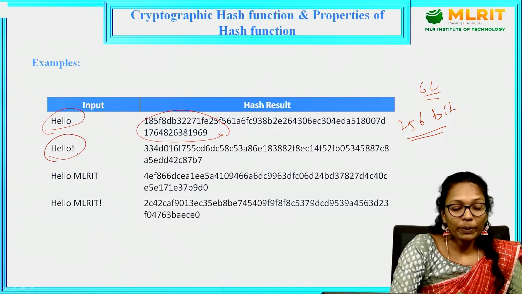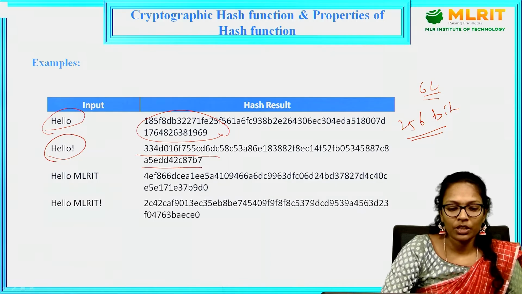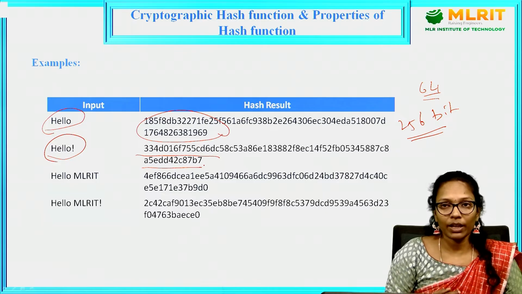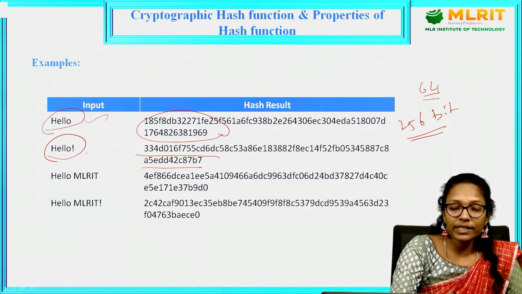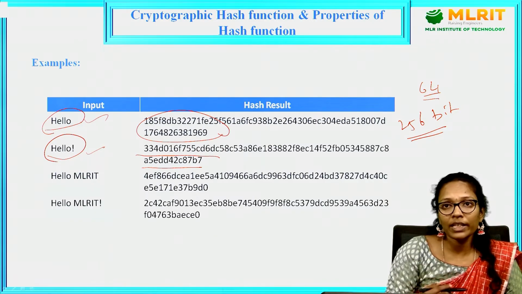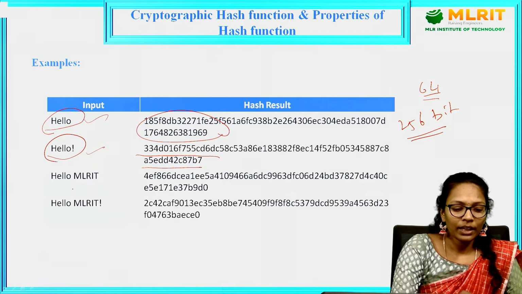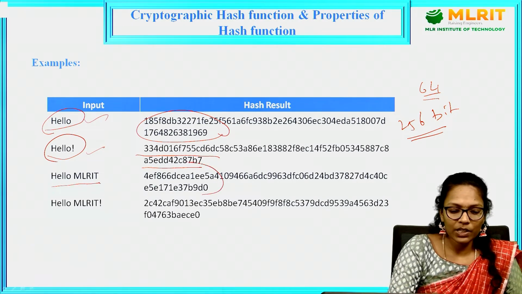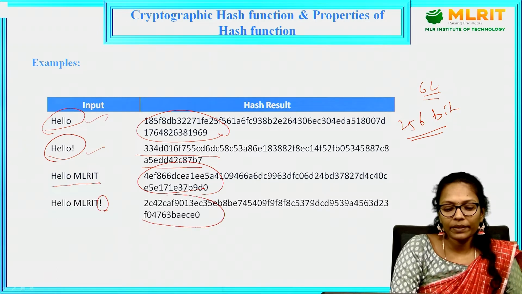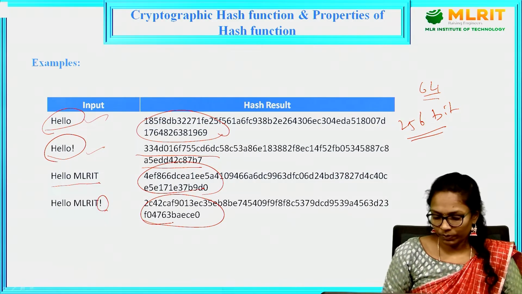Then hello followed by an exclamation mark. Only one character is different here, but the complete value is changed. You can observe the first value and the second value. There is no relation between the first and second value. But if you observe the input, yes, there is a relation. Only one character is different from the first input to the second, but it's still giving a completely, entirely different hash result. And coming to hello MLRIT, we have this hash value, and hello MLRIT followed by an exclamation mark, a completely different value will be given. So these are all different examples for the hash function.